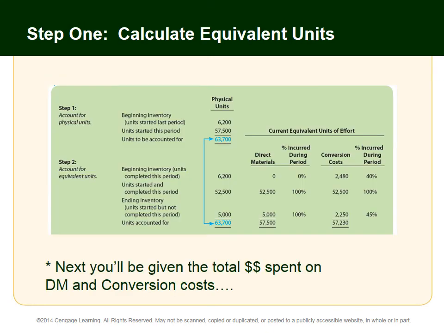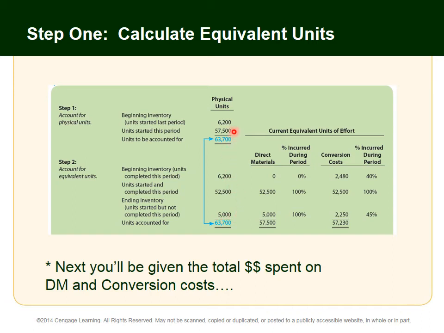Now, here's another example. This one's in the textbook. Here we've got 63,700 units to account for. Again, notice the way they do this. Units started 57,500, but of those, 5,000 are in ending inventory. So you have to be patient when you do this type of problem. And note that these are the physical units we touched, 63,700 for this product.